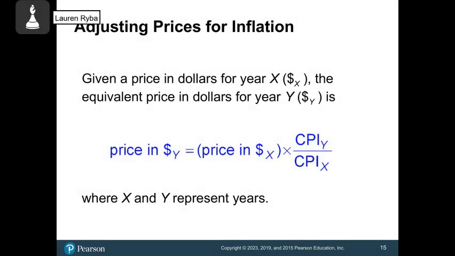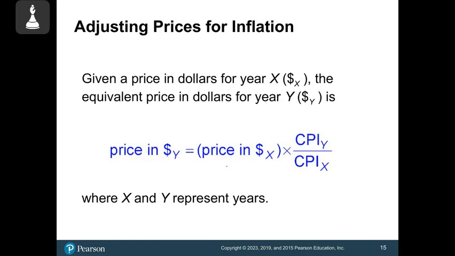This slide is going to basically turn that cost of living example into a formula. If we want to figure out how much something costs in a different year, knowing the CPIs, we're going to use the following formula. So if we want to find the price in some year Y, we will take the price in the year we know times the CPI of the year we want to go to, divided by the CPI of the current year's price. And that is exactly what we did back in the cost of living example.